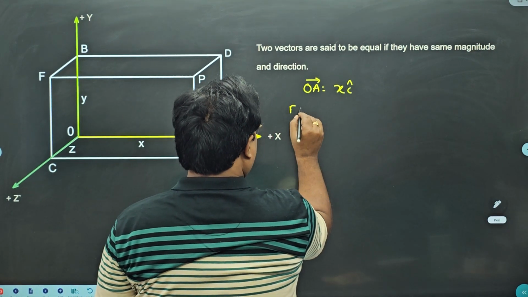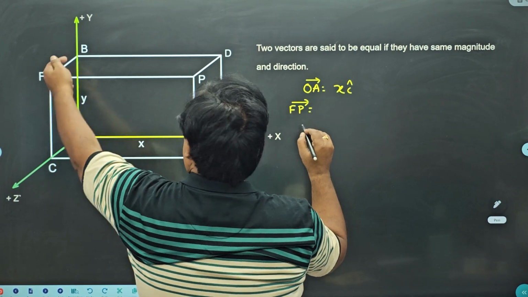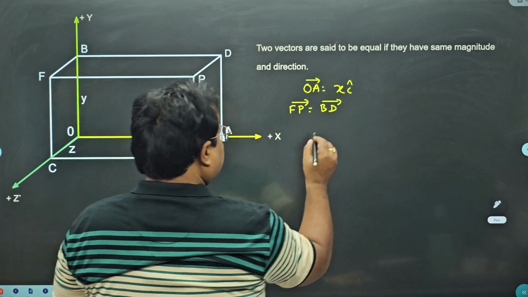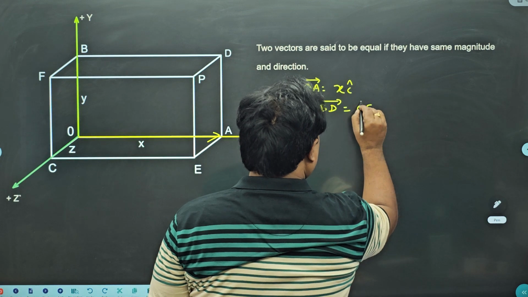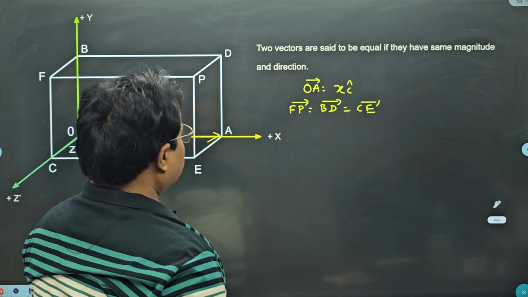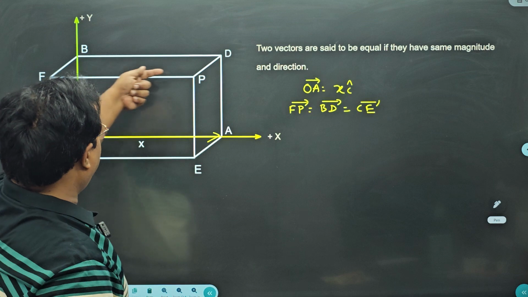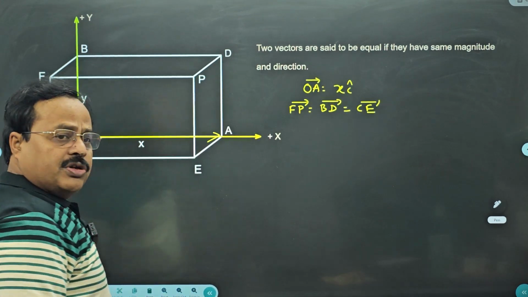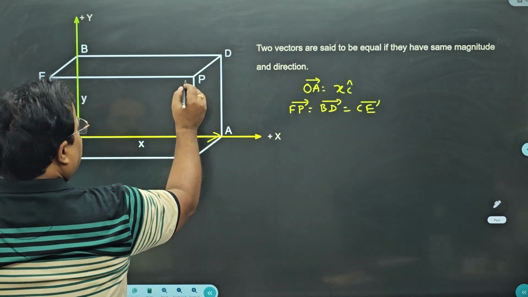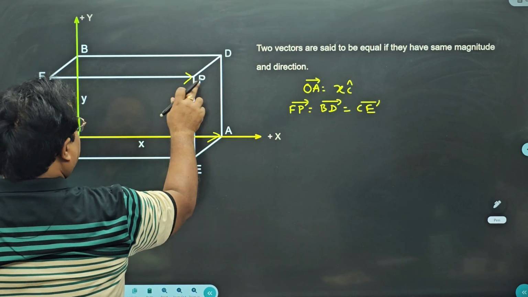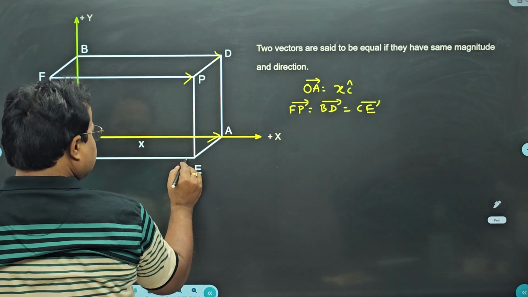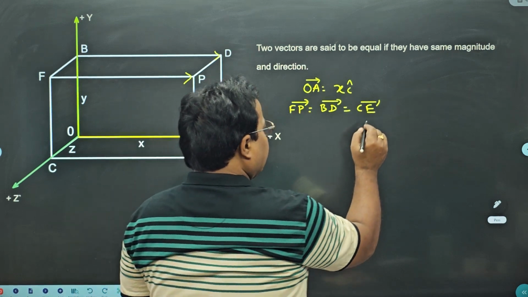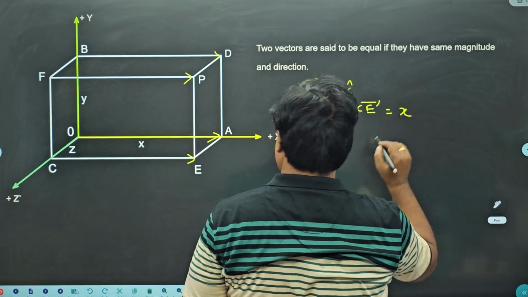Okay, my dear students, what is FP vector? I am writing FP vector, then BD vector, then CE vector. In all these vectors, FP, magnitude is x, CE, magnitude is x, BD, magnitude is x. If the direction of all these vectors, FP vector, BD vector and CE vector are in the positive direction of x-axis, then their unit vectors will also equal to I cap.